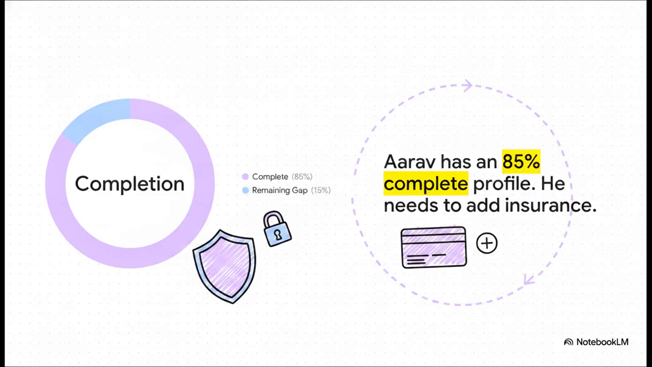Another brilliant feature of this patient-specific view is how the system visually represents data completeness. You can see Arav's dashboard shows an 85% profile completion rate. It clearly identifies that 15% gap, gently nudging him to add his insurance details to hit a full 100%. I mean, that's highly empowering for a patient. It turns abstract medical files into a truly interactive, manageable profile.